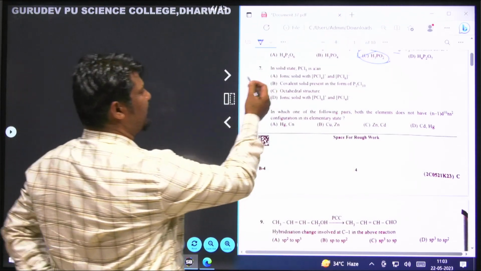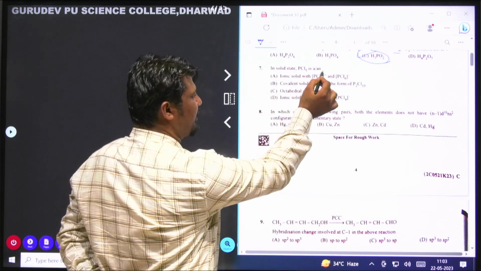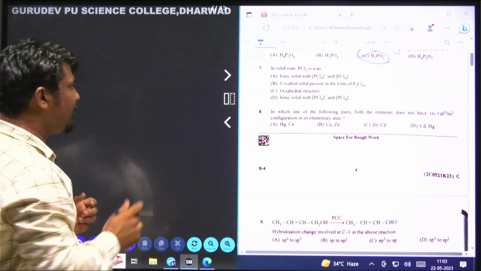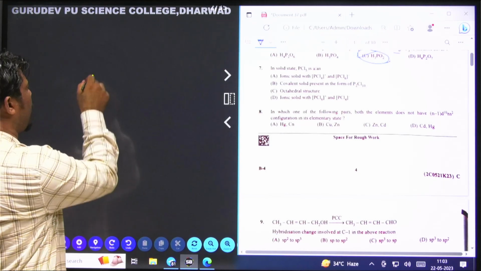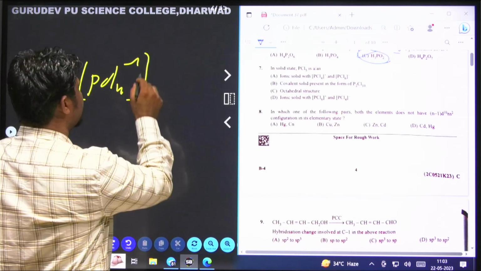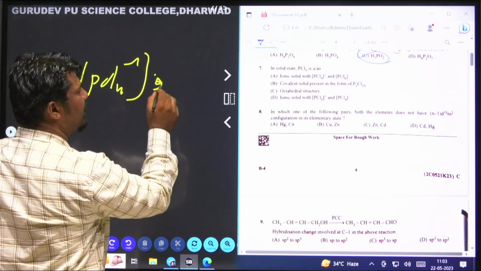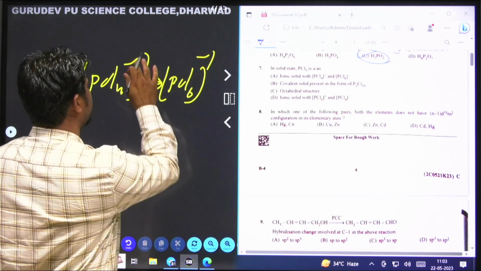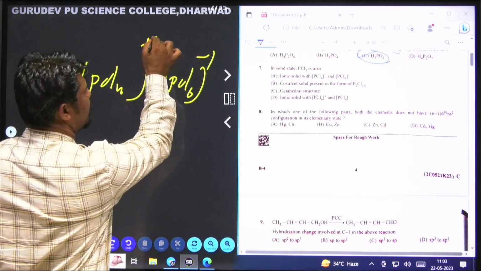The question number 7 says, in solid state, PCl5 is an... How is that PCl5 there in a solid state? PCl5 exists in the form of PCl4 plus 1 and PCl6 minus 1.